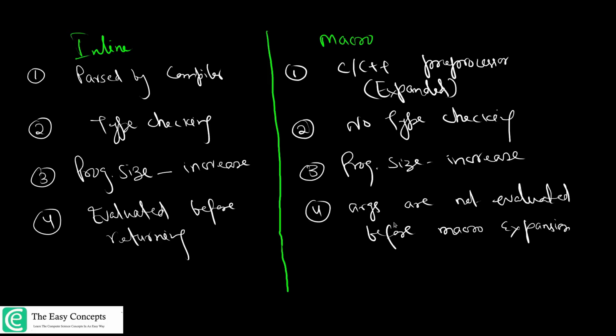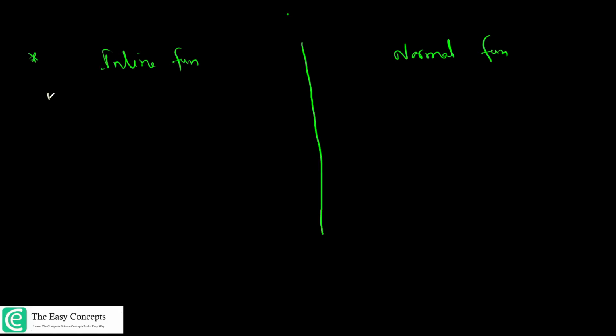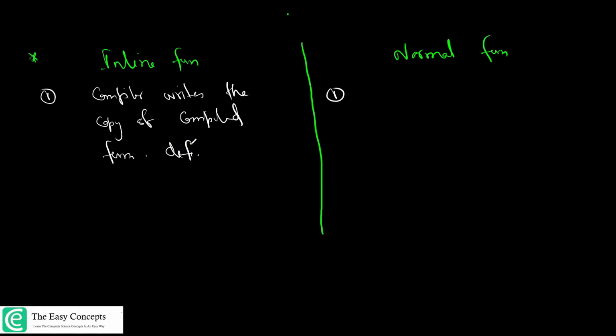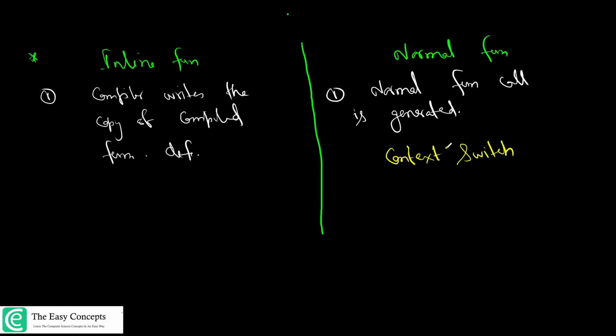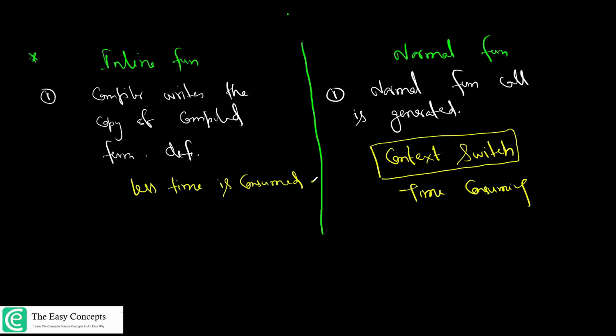Now let's talk about inline functions and normal functions. What happens in case of an inline function? Whenever the compiler finds a call to an inline function, it writes a copy of the compiled function definition. But in case of a normal function, a normal function call is generated. If you know about operating systems, there is a thing called context switch. Whenever a normal function call is generated, a context switch is performed, and this is time consuming because you need to save a lot of data on the stack and then load another kind of data for the other function. But in case of an inline function, a compiled copy of the function definition is copied at the same place. So less time is consumed in comparison to the normal function.